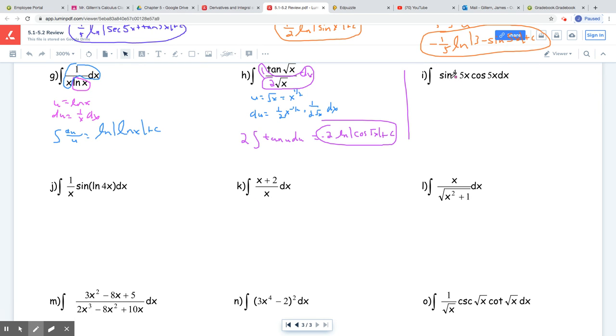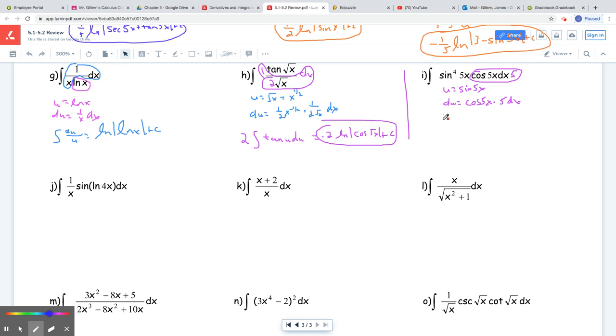Now, two trig functions, sine 5x, cosine 5x. You take the one with the higher exponent. So that's going to be sine. So sine 5x. I take the derivative of that. The derivative of sine is cosine. Keep the inside the same times the derivative of the inside, which is 5. I just need to add a 5, and there's my du.